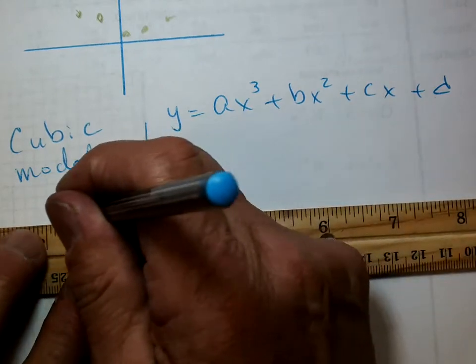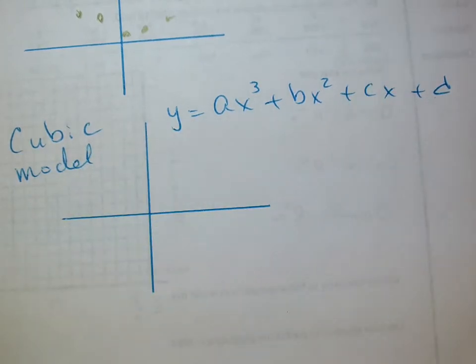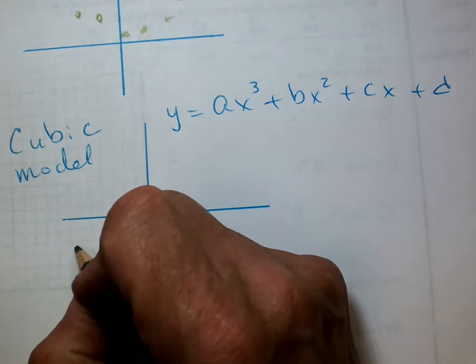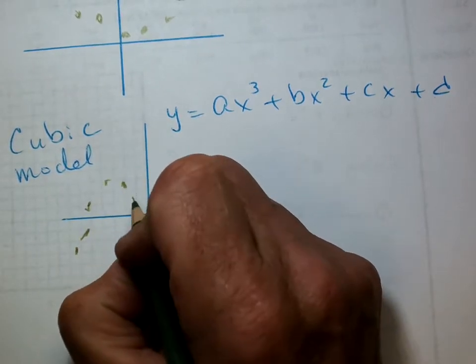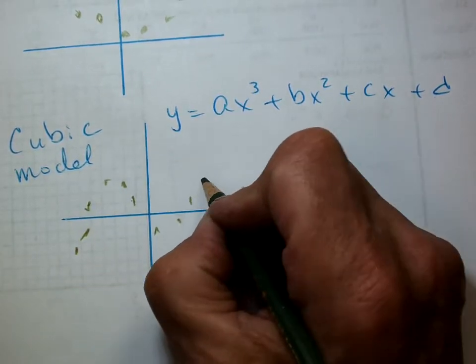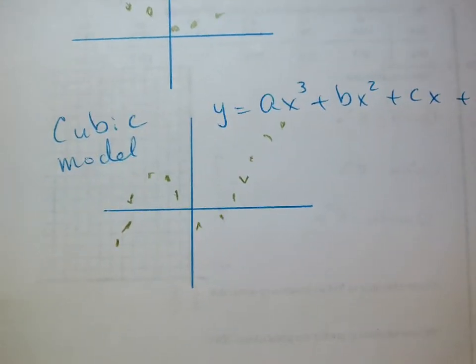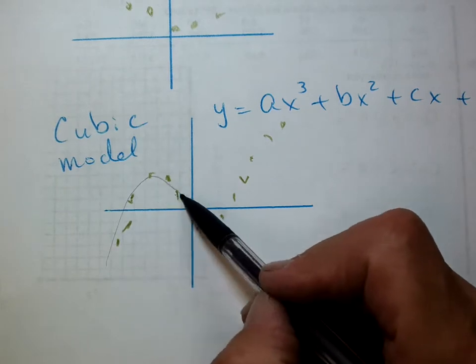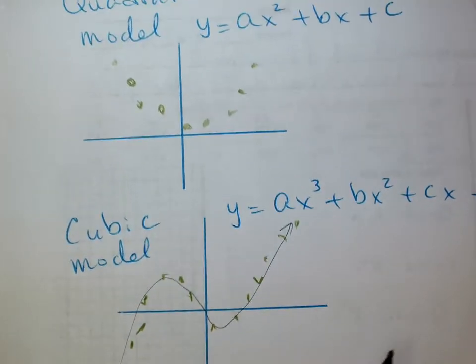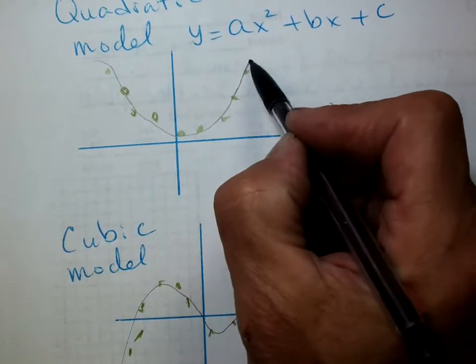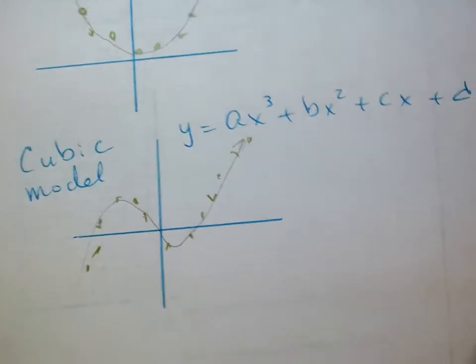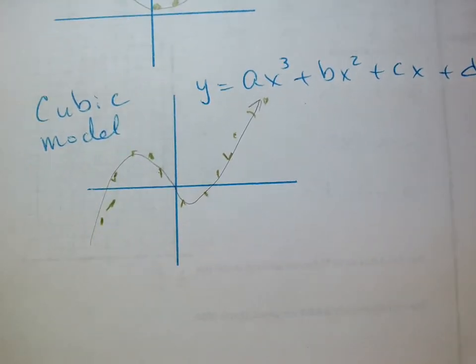So if I did a scatter plot, a cubic model might look something like this. That looks like it might be a cubic model, right? We might be able to draw a cubic in there, just like we're able to draw a parabola in there, right? Okay, so today we're going to be given certain problems. We're going to do a scatter plot, and we're going to say, well, which one is it? We're going to take a look at it. But that's kind of the shape of a cubic, right?